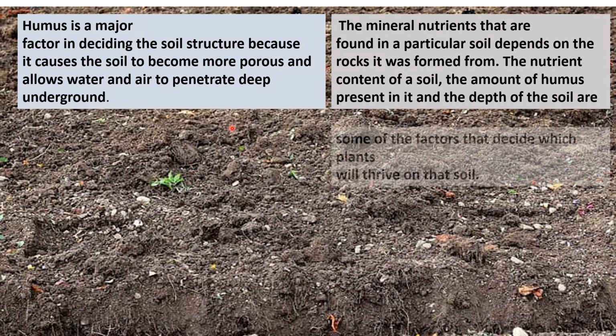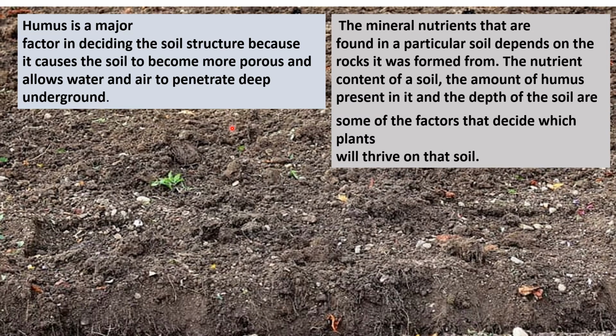Also, the minerals and nutrients that are found in a particular soil depend on the rock it was formed from. The nutrient content of a soil, the amount of humus present in it, and the depth of the soil are some of the factors that decide which plants will thrive on that soil. Which kind of plants will grow on a particular soil is decided by the mineral nutrients present in that soil and the amount of humus.